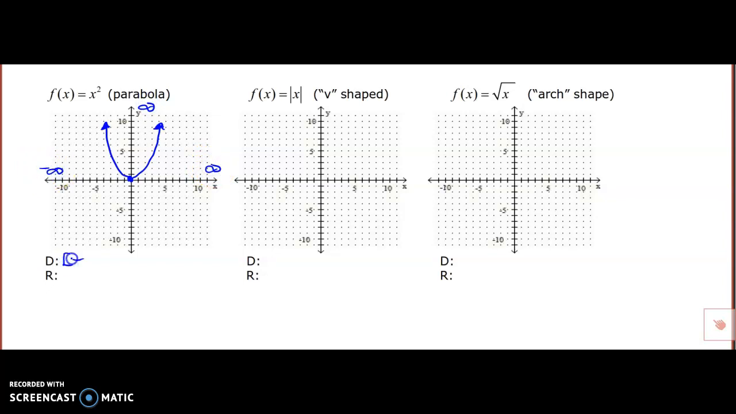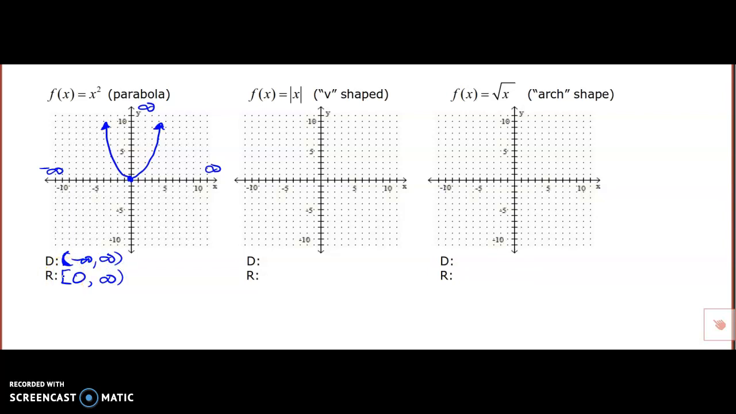So the domain is negative infinity, whoops, that's a parenthesis, negative infinity to positive infinity. The range starts here at 0 and goes up to positive infinity. And because that's a closed circle, we're going to have a bracket on the 0.